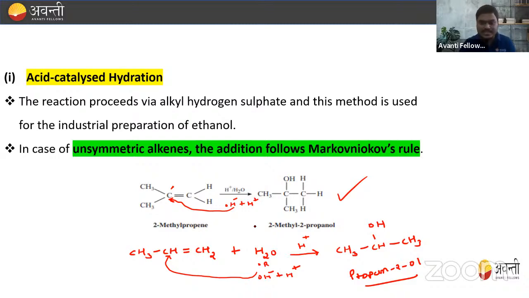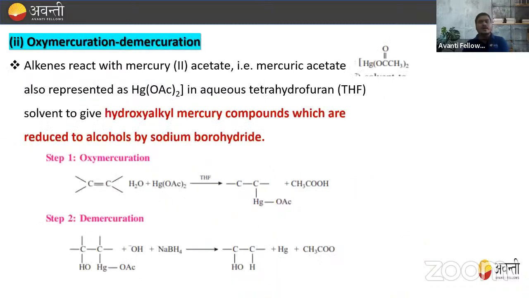Now, next is oxymercuration-demercuration reaction. So what is happening in this and what is basically all about this reaction? In this, the alkene reacts with the mercury acetate. Remember this. We have a formula of mercury acetate like Hg(OCOCH3)2. So this is the formula of mercury acetate.